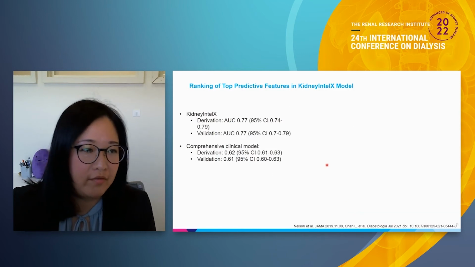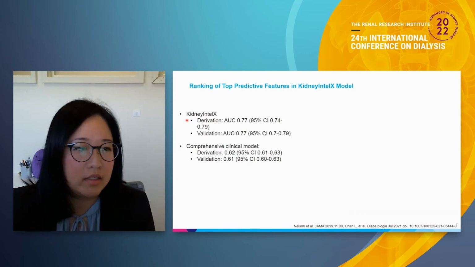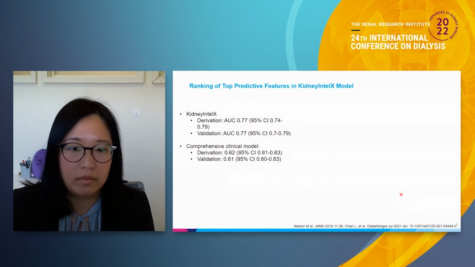So here are the results of that random forest model. In Kidney IntelX, the derivation and the validation sets both had an AUC of 0.77, and this was higher than a comprehensive clinical model, which was developed by Nelson and published in JAMA 2019, and which had AUCs of 0.61 and 0.62.